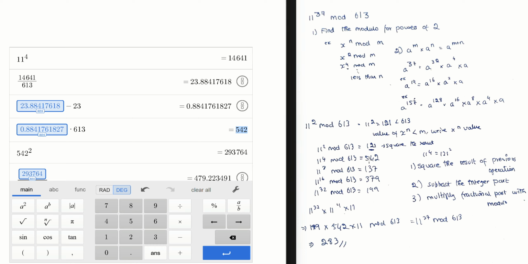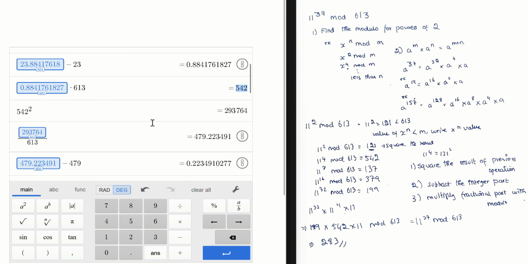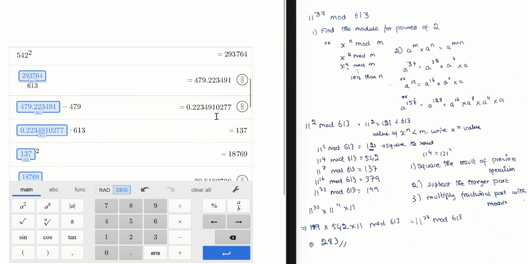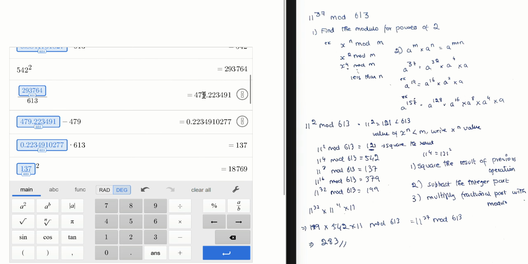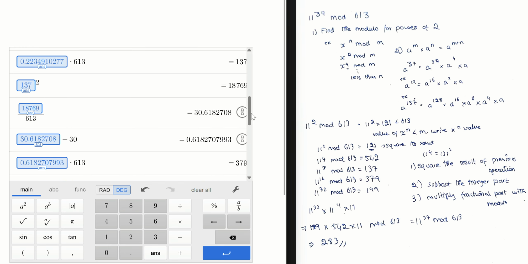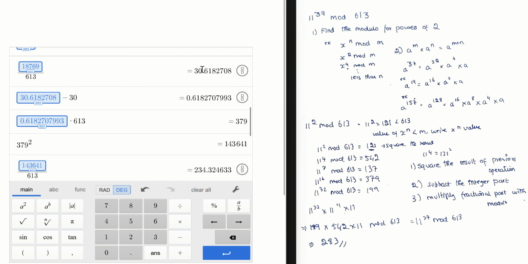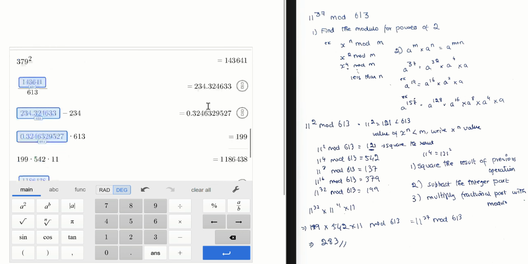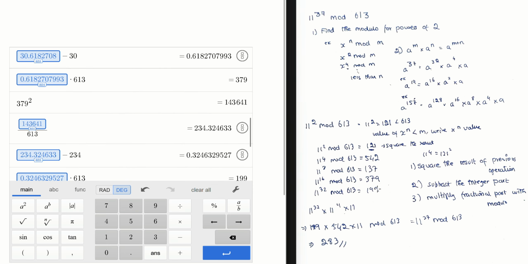Same steps I'm going to follow. I'm going to square this answer. What it exactly means is, instead of finding 11 power 8 mod 613, I'm just finding this answer, which is 11 power 4 mod 613, and then I'm just squaring it and finding 11 power 8. So I'm squaring 542, then the same steps: dividing it by 613, subtracting the integer part, which is 479, and then multiplying the fractional part with the modulo to get 137. Repeat it again. Square the answer 137, divide it by 613, subtract the integer part, and then multiply the fractional part with 613. I'm doing this till I'm getting 11 power 32.